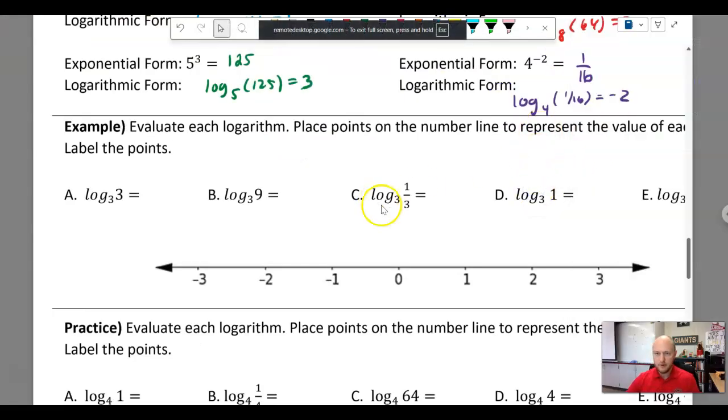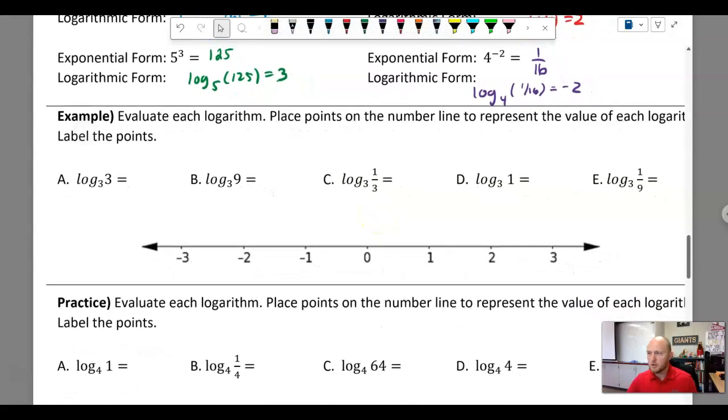Maybe that'll be better for you. Let's go ahead and look at these examples. These are all log base 3, just to give you an idea of where they would be on this number line. And we want to evaluate. So log base 3 of 3, that is 1. So here's A. Log base 3 of 9, okay, that's 2, so that's going to be B.